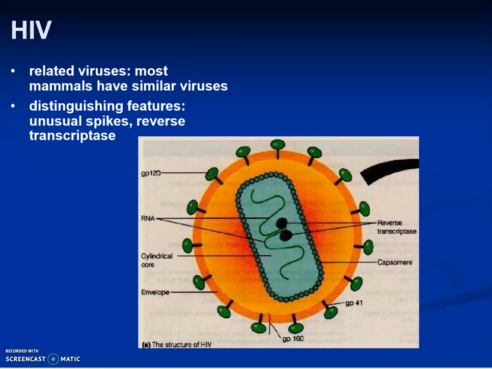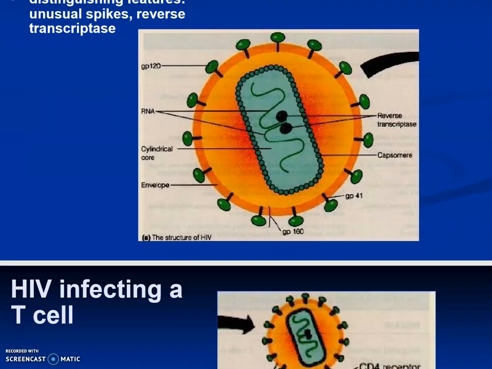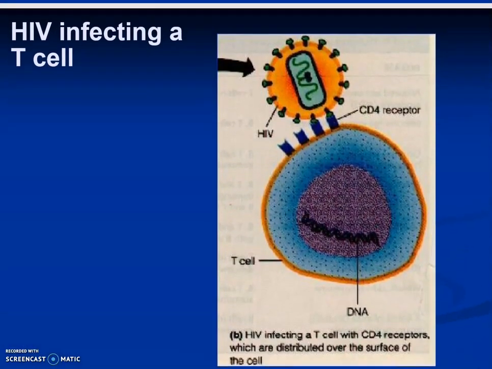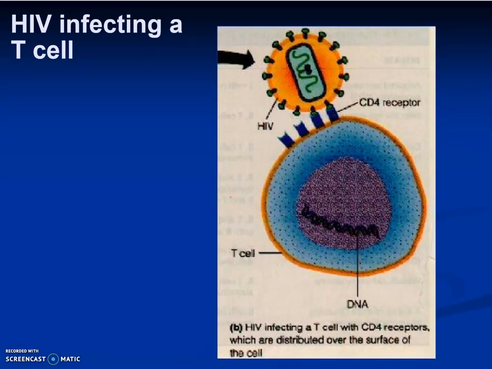There are some related viruses around. There you can take a look at the distinguishing features. It's usually the spike proteins that are different, and the type of reverse transcriptase. But let's take a look at how HIV infects a T cell.